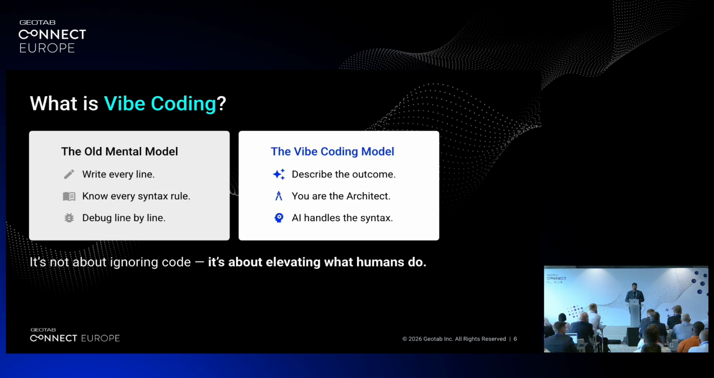The vibe coding is, if you look at two different comparisons, the old way was writing every line, knowing the rules and the syntaxes and the code, and debugging line by line. With vibe coding, you are describing the outcome of what you want. So I would like to achieve X with the data that I've got to solve Y problem. You are the architect, and AI is the executor of this. And this is exactly what vibe coding is. And you'll see some really cool examples when we get into that in a second.